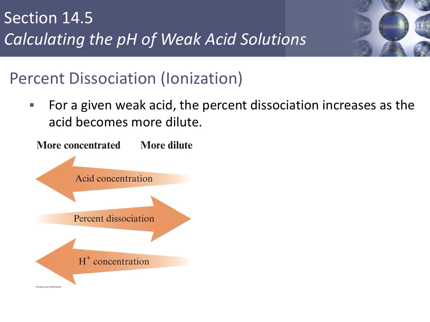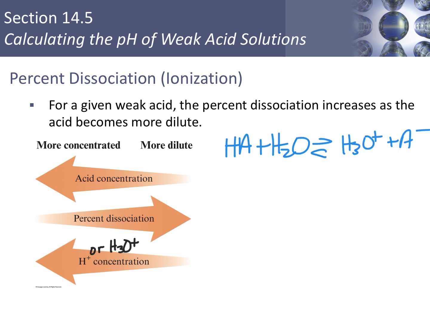But first, let's talk about the relationship between acid concentration, hydronium ion concentration, and percent dissociation for a weak acid. As the concentration of a weak acid is increased, the amount of hydronium ion in solution increases as well. But what is a little counterintuitive is that as we dilute a weak acid, as it becomes less concentrated, the percent dissociation actually increases.